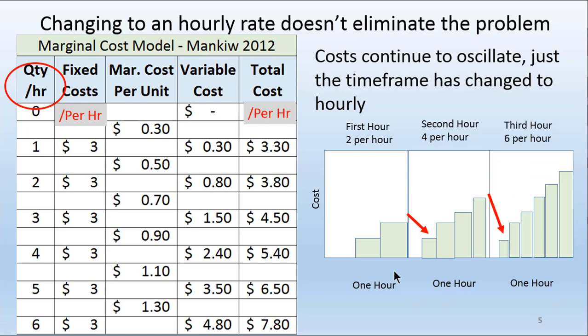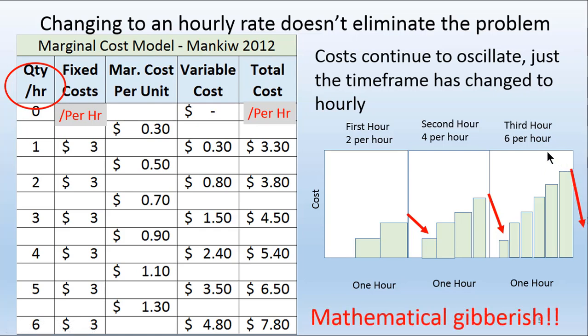And third, 6 per hour. So what's happening is I still have the oscillations. I'm still going up and dropping down, going up and dropping down, going up and dropping down. It's just that I'm doing it every hour. Again, this is mathematical gibberish. No one has ever seen cost per unit drop at the end of the hour.